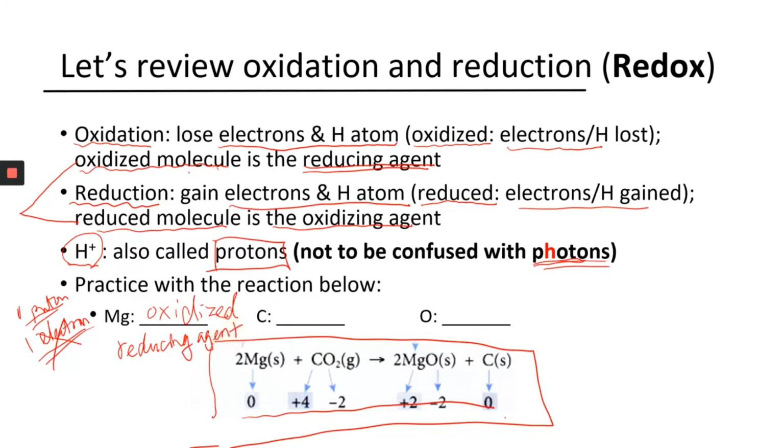All right, now how about carbon? You can tell from +4 to 0 that carbon gains electrons, right? 4 electrons. So carbon is reduced because it gains 4 electrons. On the other hand, carbon oxidizes magnesium. So carbon is the oxidizing agent in this chemical reaction.